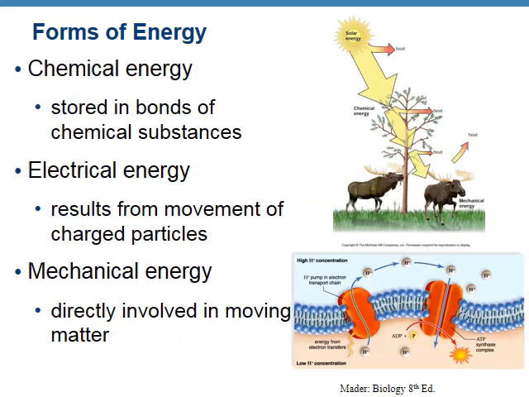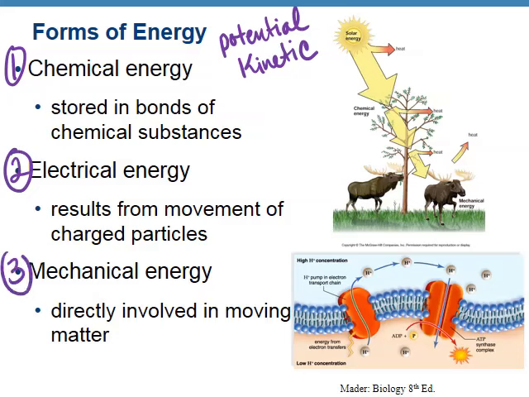The last slide, we talked about two general types of energy. We talked about potential and we talked about kinetic. We can break down those two categories and talk about very specific forms of energy. We have chemical, we have electrical, and we have mechanical.